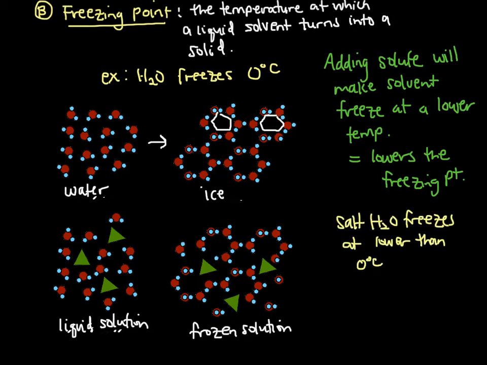So, for example, salt water. Salt water is going to freeze at lower than 0 degrees Celsius, where pure water would freeze at 0 degrees Celsius. So we're lowering the freezing point. This is really useful in the winter. This is why we salt the roads. We do this so that the water on the roads would freeze at a lower temperature. So it has to be much colder for the roads to freeze over so we don't go sliding around.